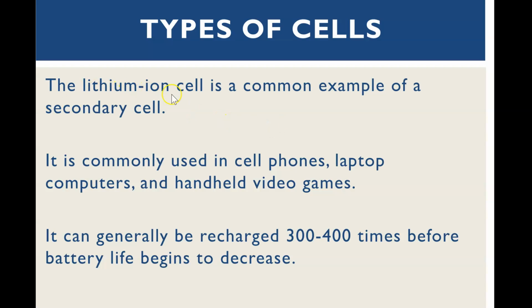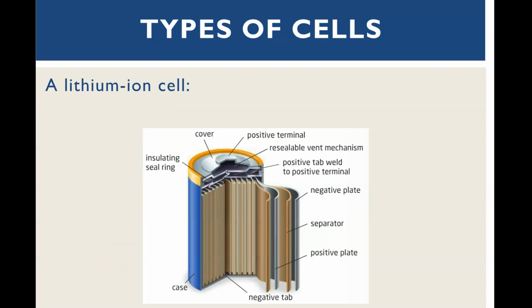Types of cells: there's a lithium ion cell, which is a secondary cell. This is used in many cell phones, laptops, computers, handheld video games. This is very, very common. And it can generally be recharged 300 to 400 times before, as you know with your cell phone, for example, it stops charging or lasting as long after you charge it, and needs to be replaced altogether. This is an example of a lithium ion cell.